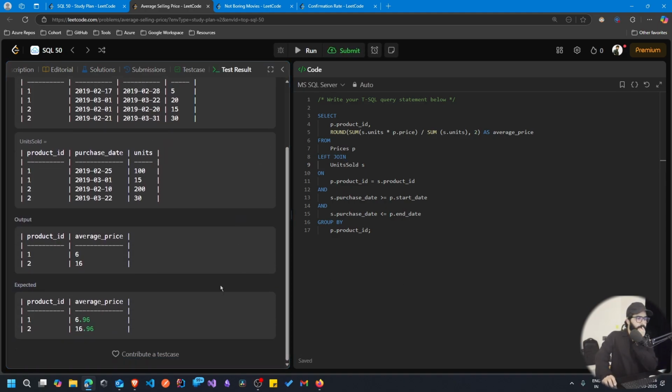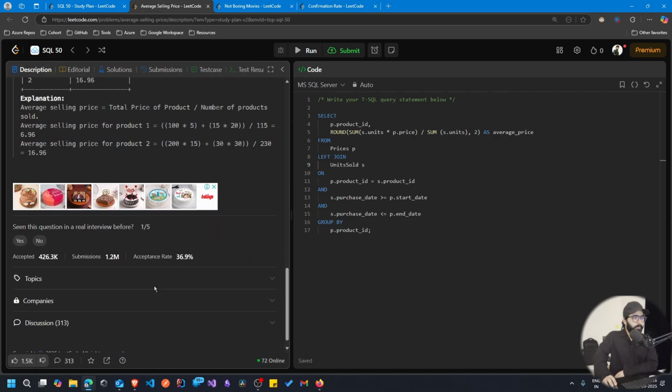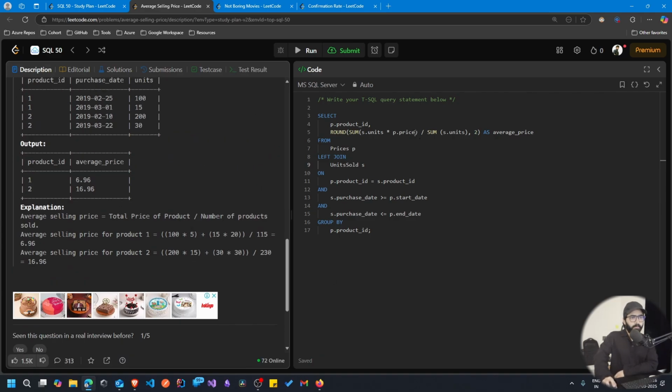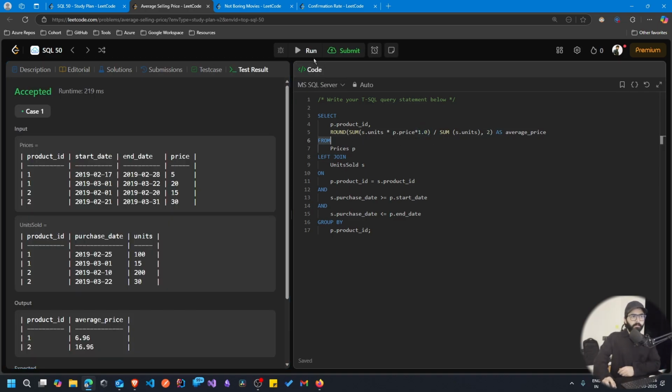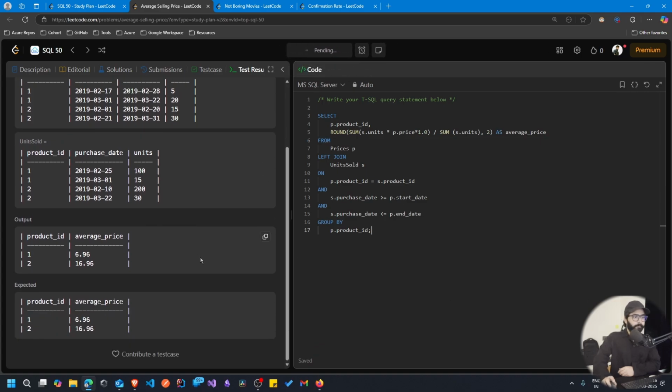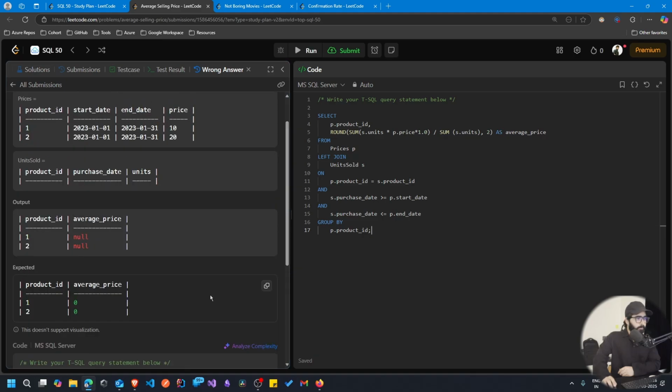Wrong answer. We are not getting this because, okay, I have to use here 1.0 because we are multiplying with the prices. So yeah, this should work. Wrong answer. Oh, we are getting the null.